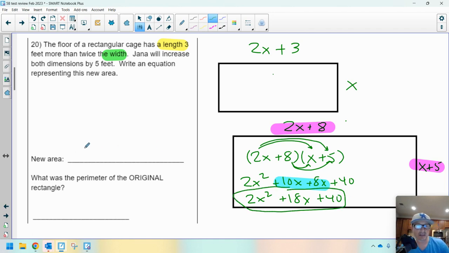So the new area, that answer goes right here in this space over here, the new area. I'll write it. 2x squared plus 18x plus 40.